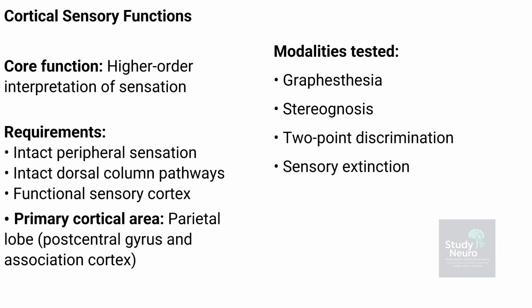Abnormalities indicate cortical dysfunction rather than peripheral or spinal lesions. For example, difficulty with graphesthesia or stereognosis may reflect parietal lobe injury, while sensory extinction often occurs in contralateral hemisphere lesions, such as after a stroke. These tests provide critical information about higher-order sensory processing, complementing the standard peripheral and dorsal column examinations.